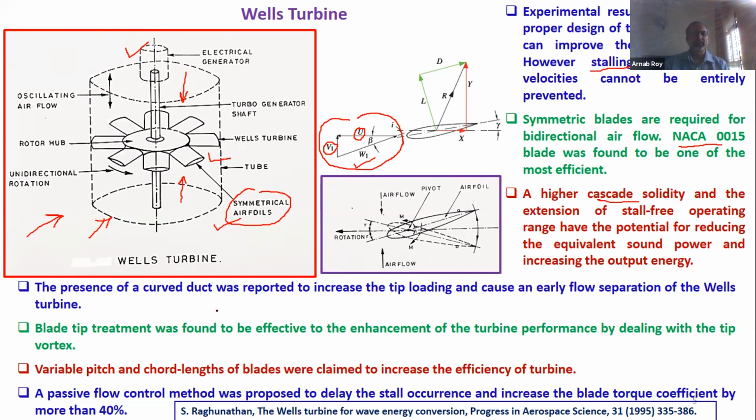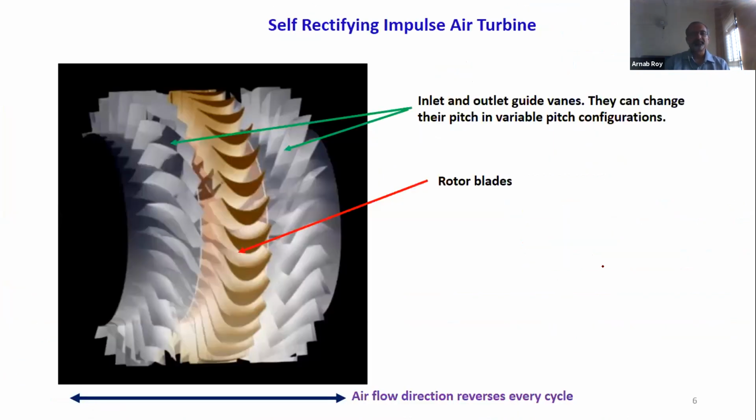You could also try different duct designs or blade tip shapes in order to reduce tip stall, or you can use variable pitch and variable chord along the blade span to improve its efficiency. A lot of these have been tried in permutations and combinations with limited success. Of late, a passive flow control method has delayed stall quite significantly and says that it would improve the blade torque coefficient maybe up to 40%. But this needs to be proved through field trials. So this is a brief on Wells turbine.